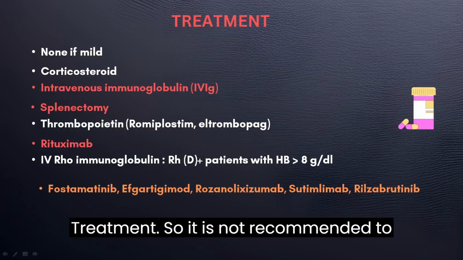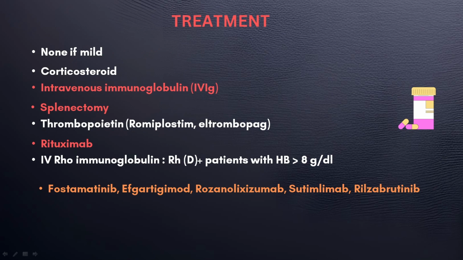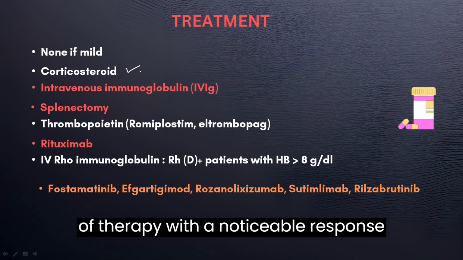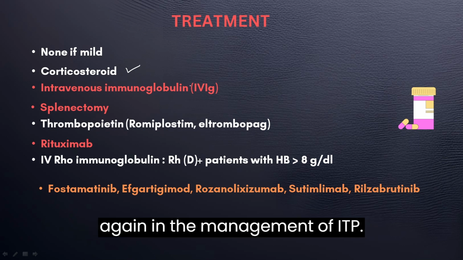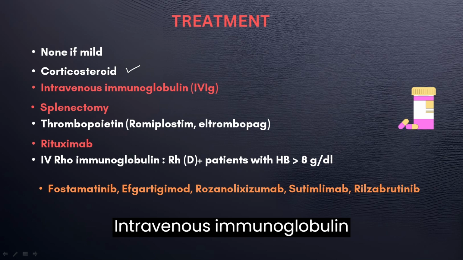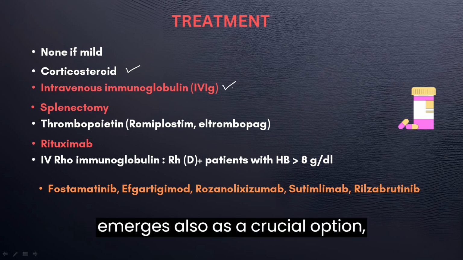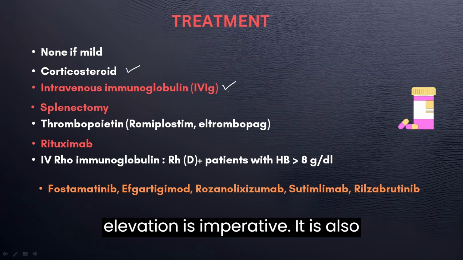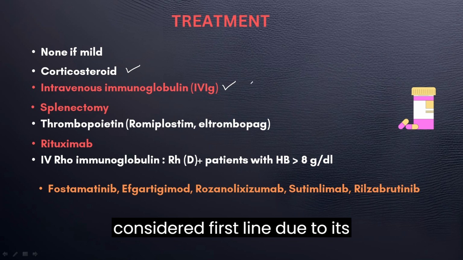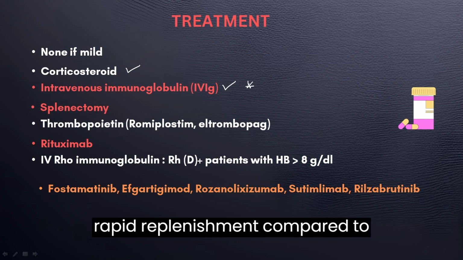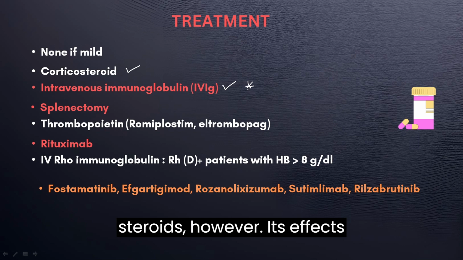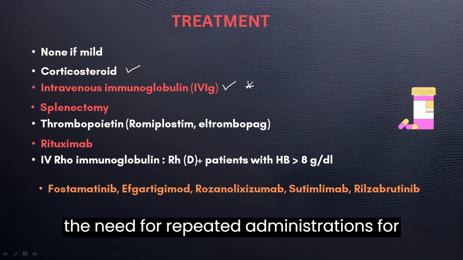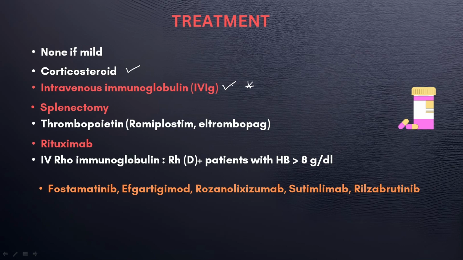Treatment. So it is not recommended to treat a mild ITP. Corticosteroids are considered first line of therapy with a noticeable response expected within 3 weeks. Again, in the management of ITP, intravenous immunoglobulin emerges also as a crucial option, particularly when swift platelet count elevation is imperative. It is also considered first line due to its rapid replenishment compared to steroids. However, its effects are short lived and sometimes there is the need for repeated administrations for a sustained efficacy.